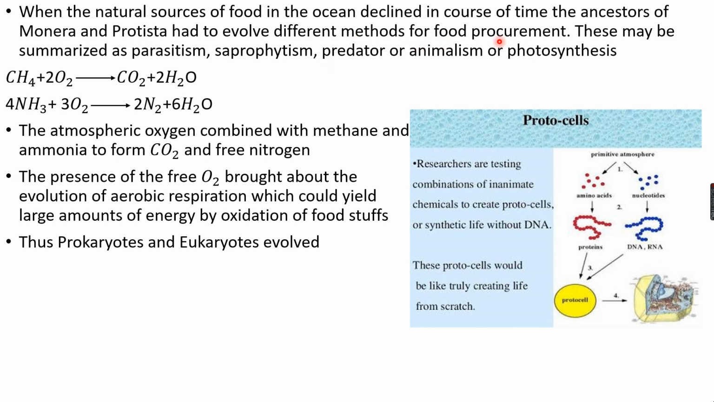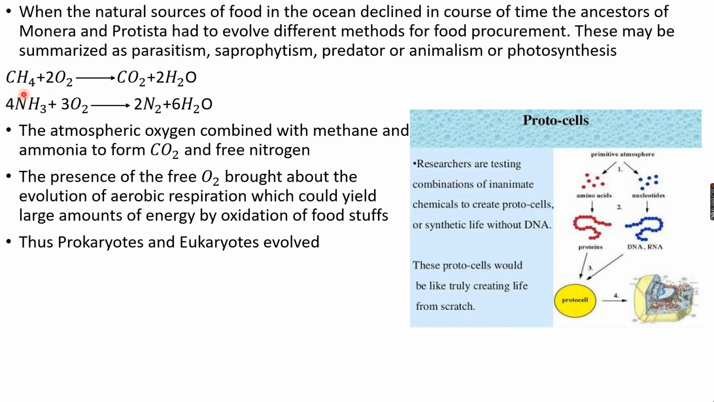So different methods of food procurement they required, and it may be the various types of food availability for the organisms. So to adapt to the environment, they became parasites, parasitism, saprophytism, predators, animalism, photosynthetic. Those who are having chlorophyll can produce their own food. Like this various methods of food availability, various organisms they evolve.